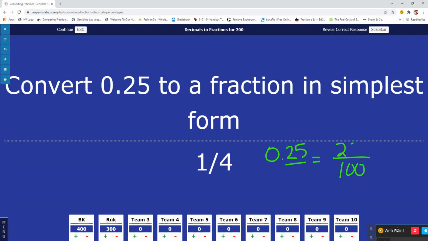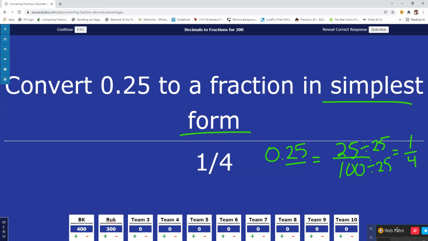Simplest form means that you have to reduce. More times than not, anytime you are dealing with fractions, you always have to reduce, even if they don't tell you to. That is a common practice you should have. You should always reduce your fractions down to their lowest terms. Here we have 25 over 100. If we divide both of those by 25, that gives us 1/4.